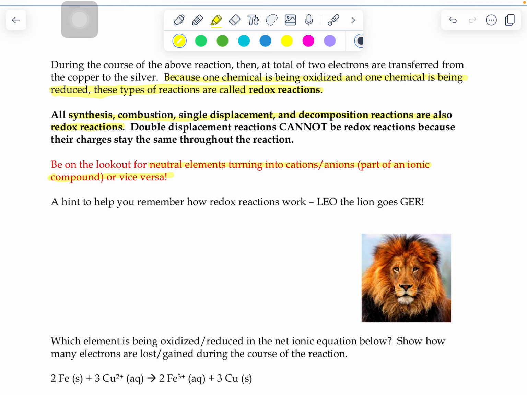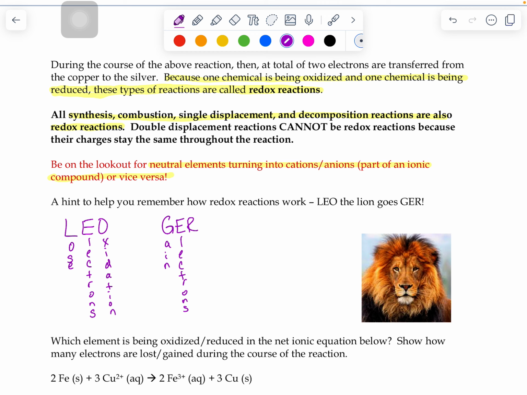So a little gimmick to help you remember this is LEO the lion goes GER. No, I did not make up that acronym, but it'll help you remember. LEO stands for lose electrons is oxidation, and LEO the lion goes GER. GER stands for gain electrons is reduction. It's silly, but it'll help you remember.